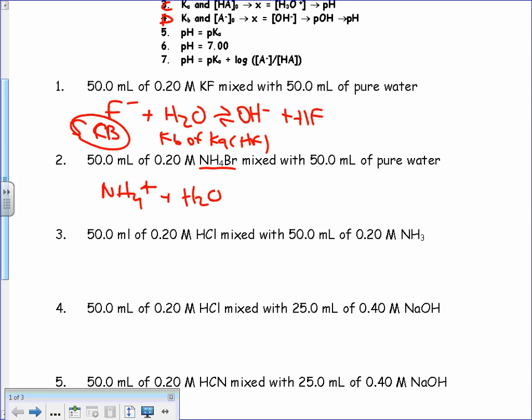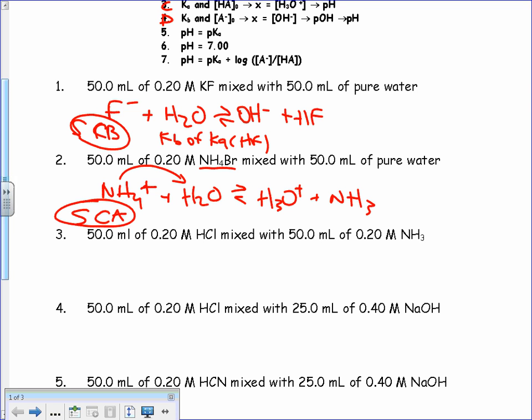Because I want you to be able to do everything that you need to. And so this is going to be acting as a strong conjugate acid because it's going to donate to the water to make hydronium and ammonia. Well, ammonia has a Kb associated with it. What is it? Because we've used it like a bunch now. 1.8 times 10 to the negative fifth is the Kb of ammonia.